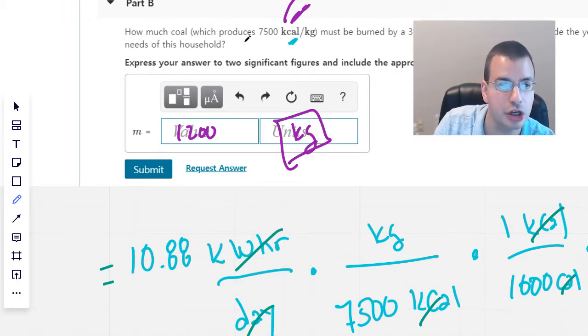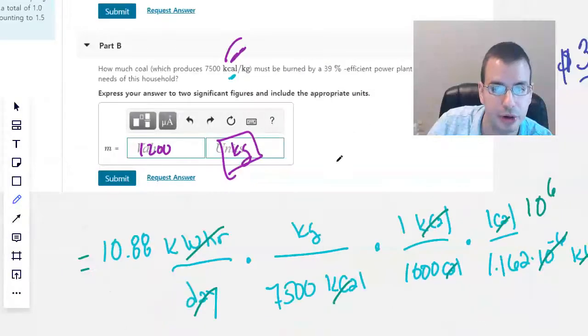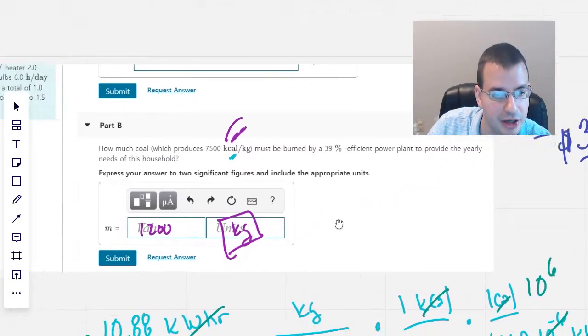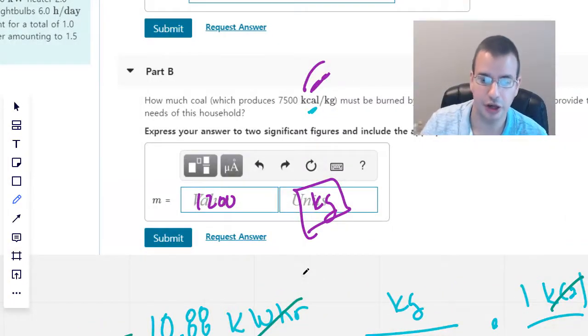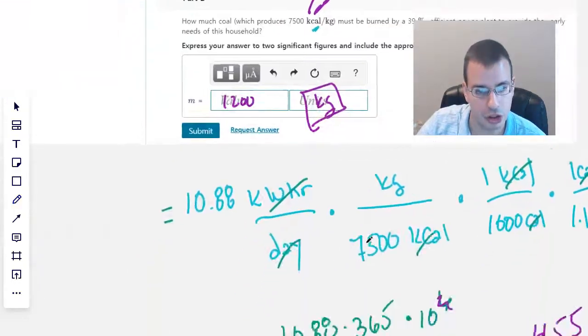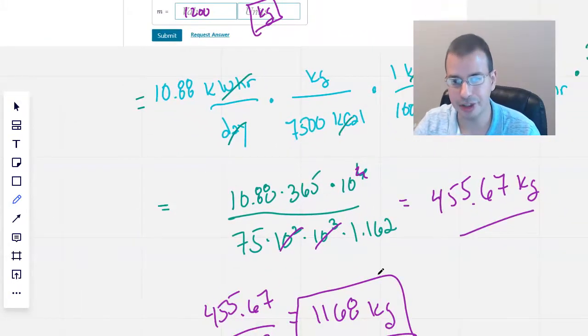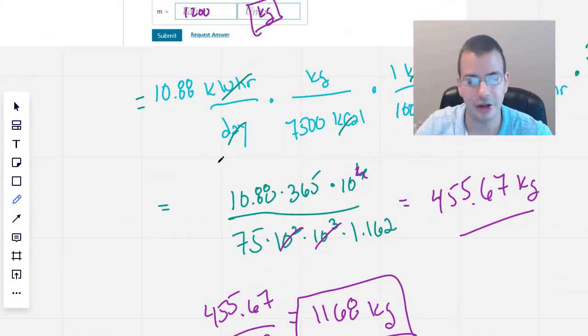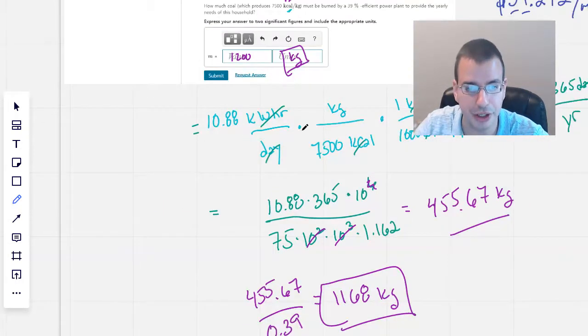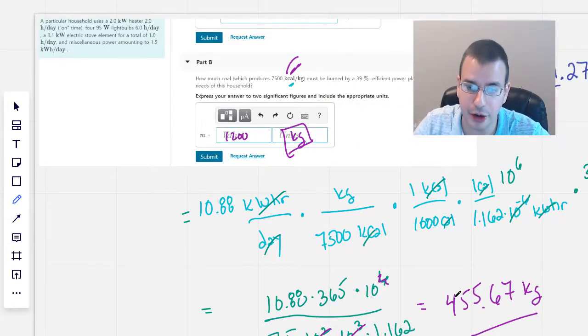How much coal will be burned, provided yearly? Yes. So 1,200 kilograms of coal should be the answer, unless I missed a number somewhere. There's a lot of accounting in this one, so I probably did. We'll see. So that's how I would approach this problem.